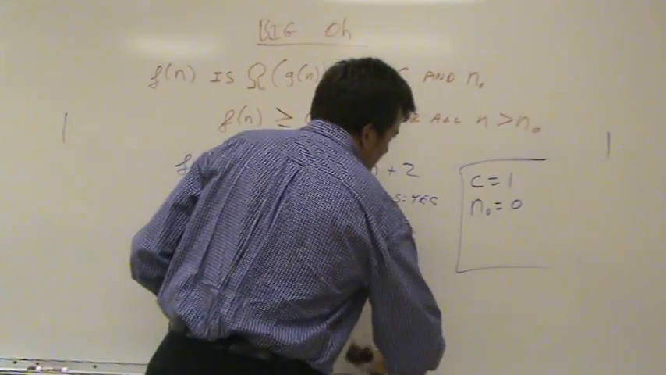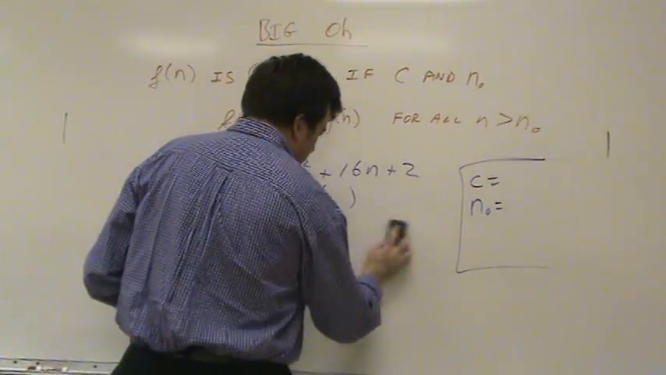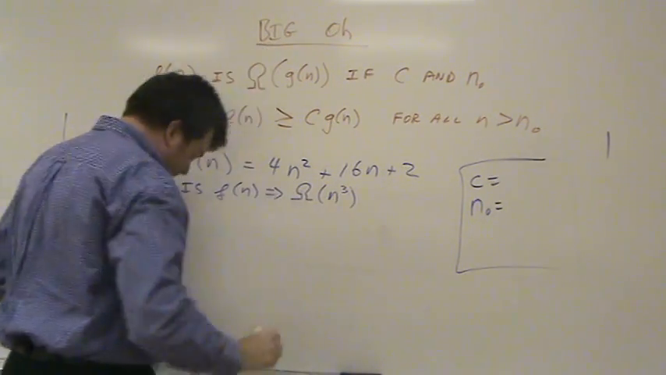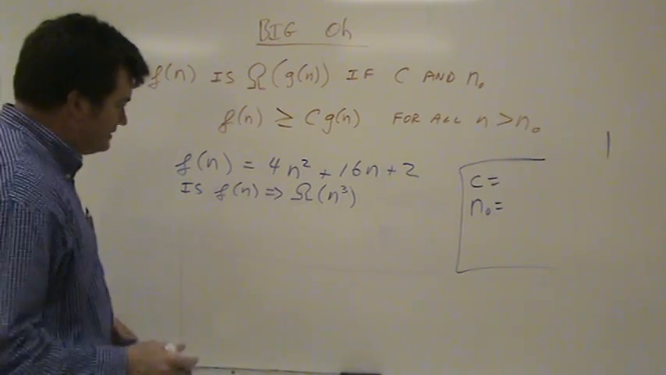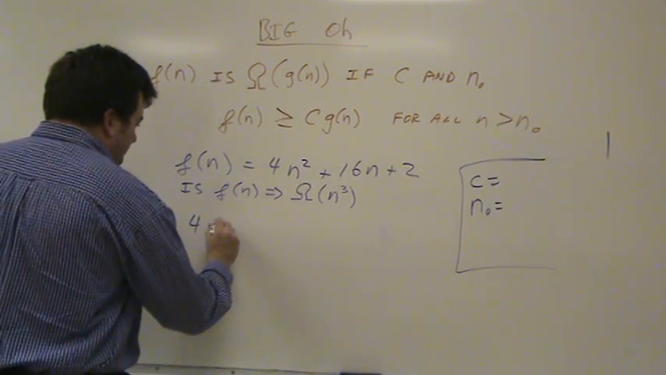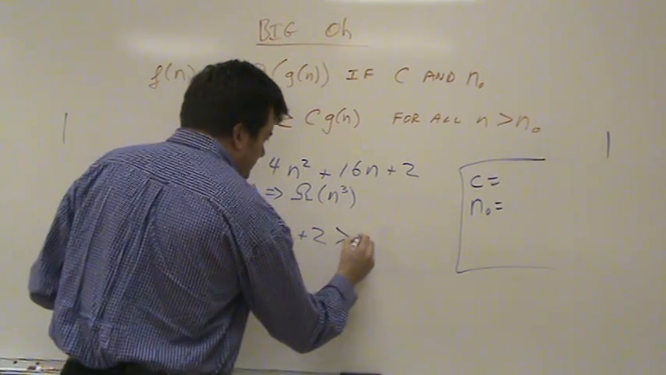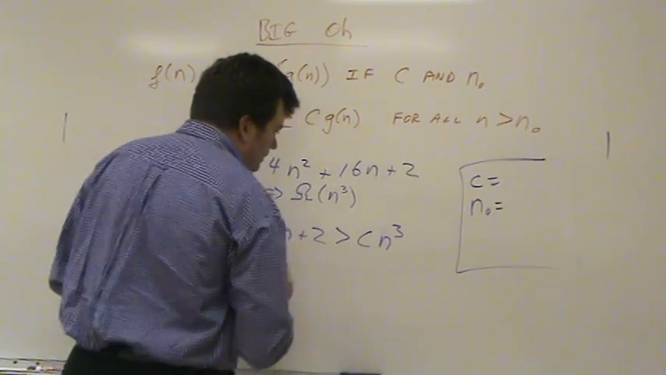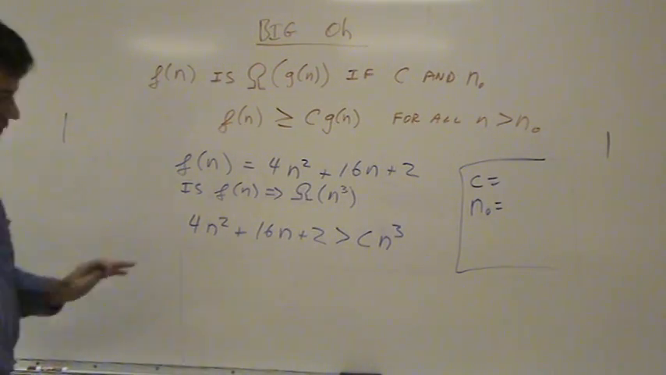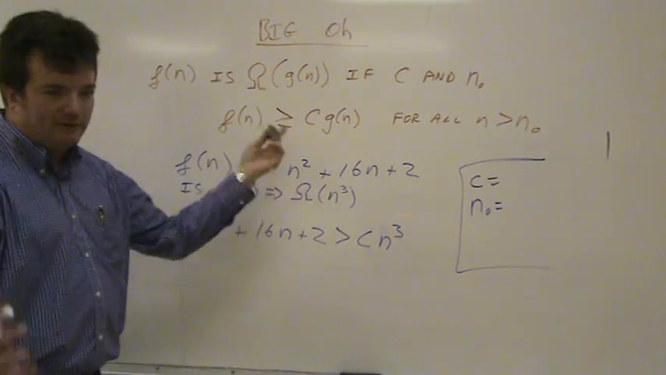Let's come up with a question where I know the answer is going to be no. Let's ask the question, is this function omega of n cubed? Now, in a short while, you'll be able to see right away this is not. But this is what we'd have to do. For the answer to come out to be yes, we would have to have this situation: 4n squared plus 16n plus 2 is greater than some constant times n cubed for all values of n beyond a particular value of n. The constant has to be a positive number, so we can't use a negative number. If it was negative, we could just put in a -1 and this would always come out true.